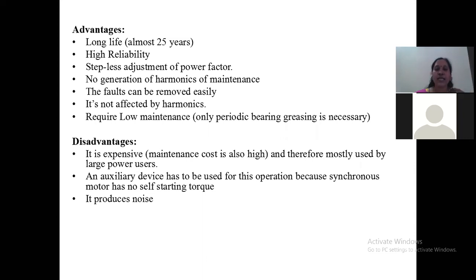Okay, an auxiliary device has to be used for this operation because the synchronous motor has no self-starting torque. Yes, again there should be an auxiliary device for the operation of the synchronous motor because it is not going to self-start. Okay, and it also produces noise. So these are the disadvantages of the synchronous condenser.